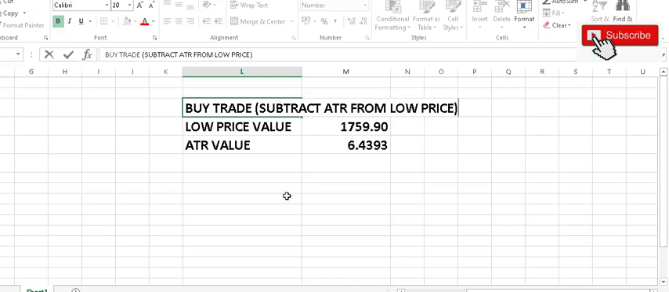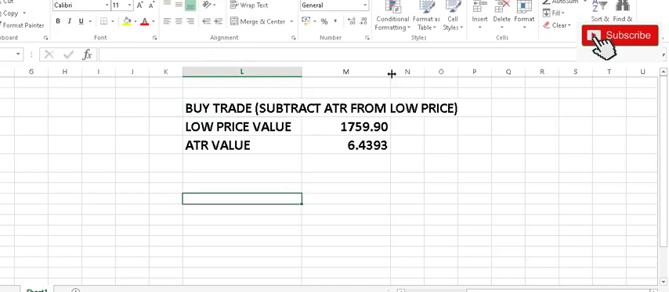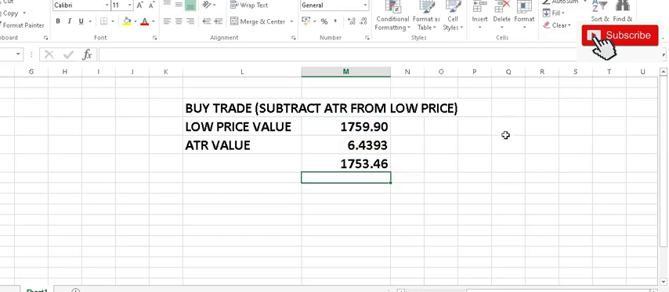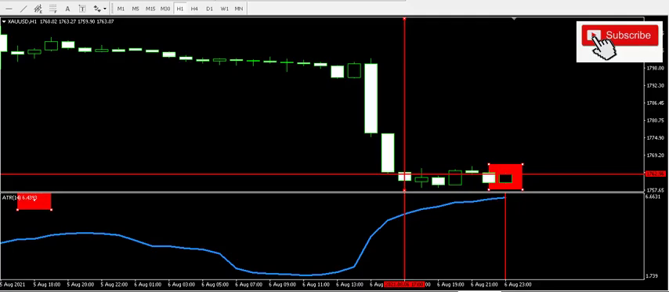All right, so if I subtract this, I'm going to have something like 1759.90 minus 6.4393. So this is where my stop loss will be: 1753.46. If I go to the charts, my stop loss will be this.